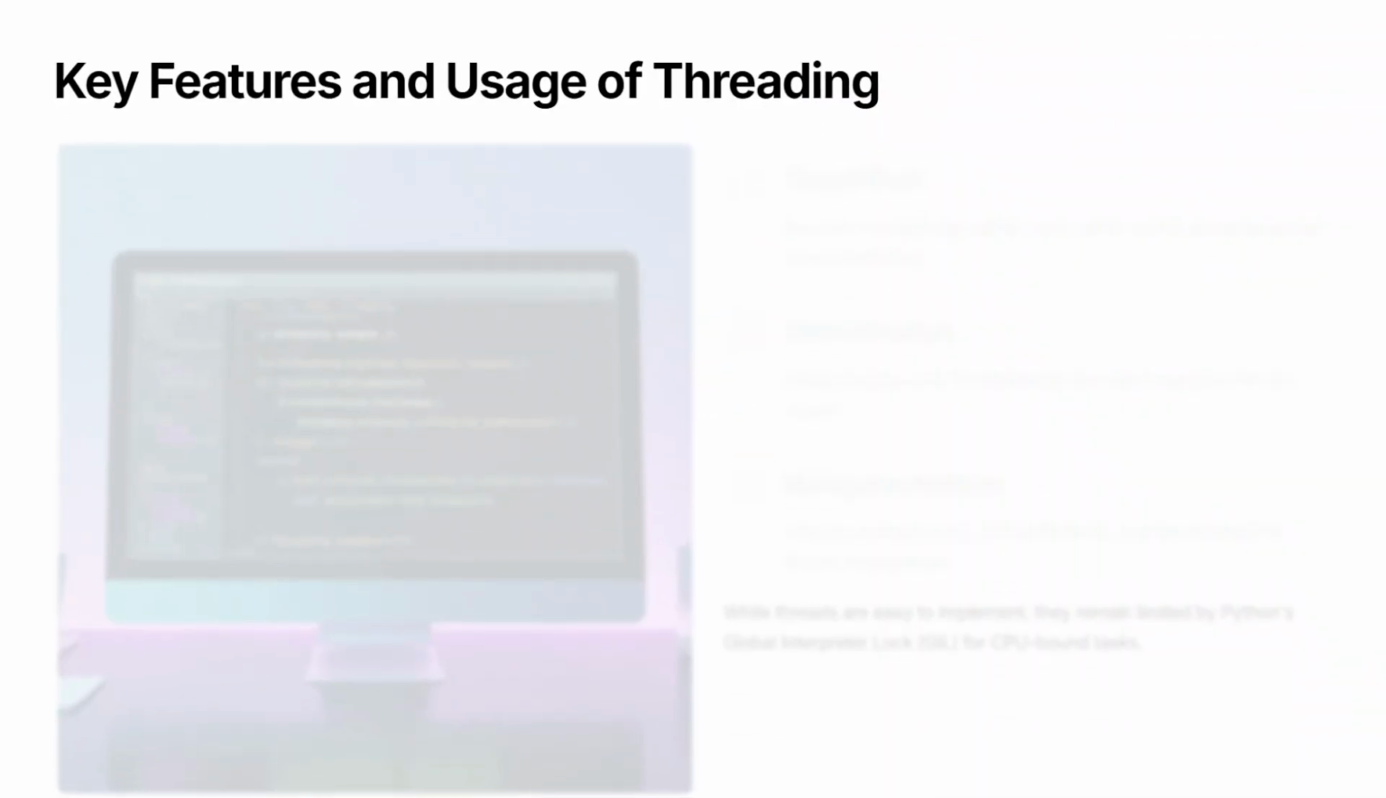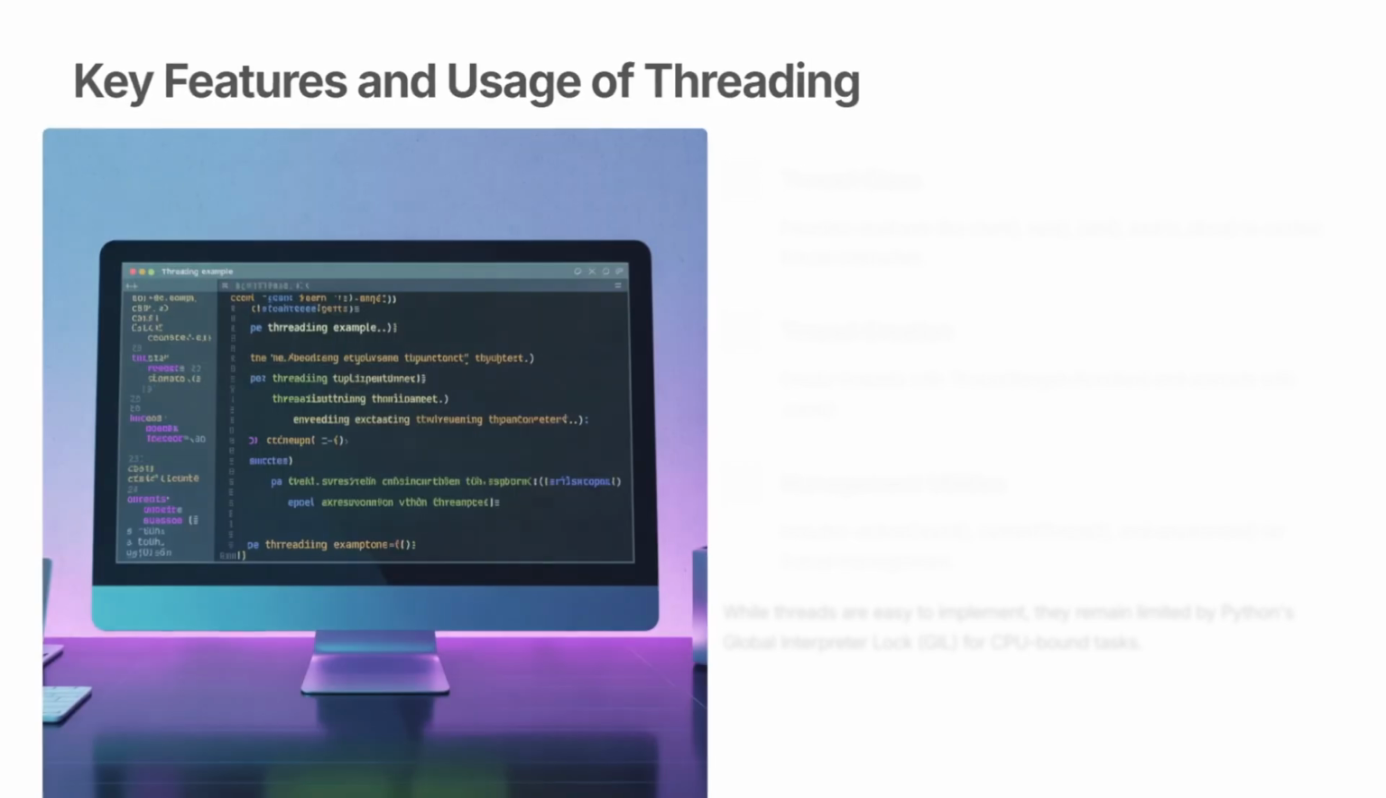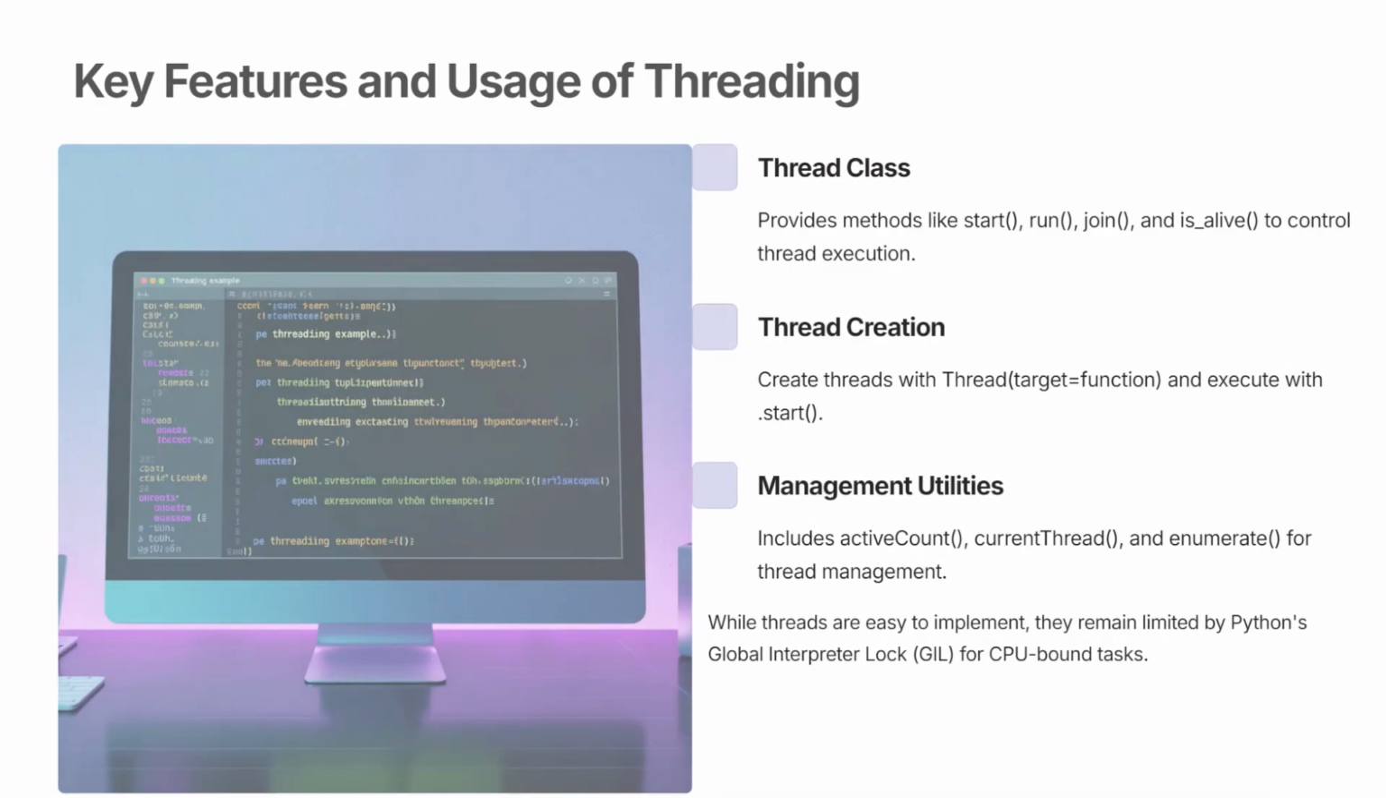So what are the key features and usage of threading? We have the Thread class. This provides methods like the start method, run method, join method, and is_alive method to control execution.